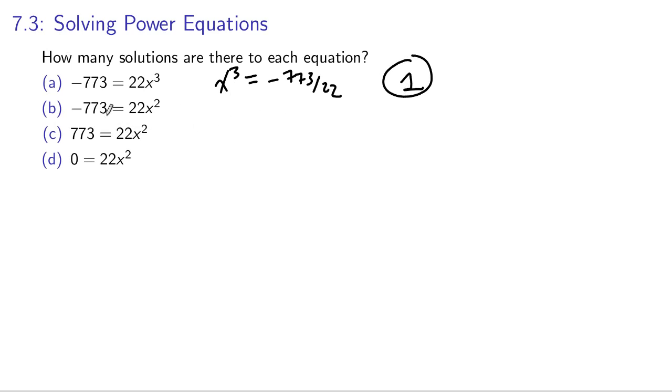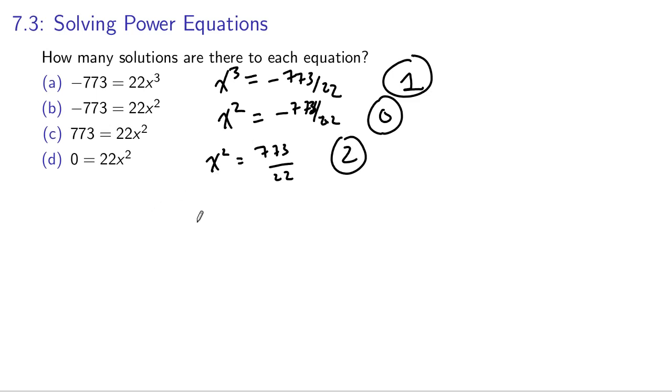B, what if we have x squared is minus 773 over 22. Well, the square isn't going to be a negative number, so we have 0 solutions. C, rearranging, we have x squared is 773 over 22. Well, we'll have 2 solutions, plus or minus the square root.